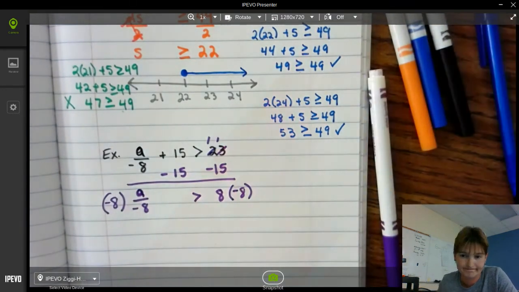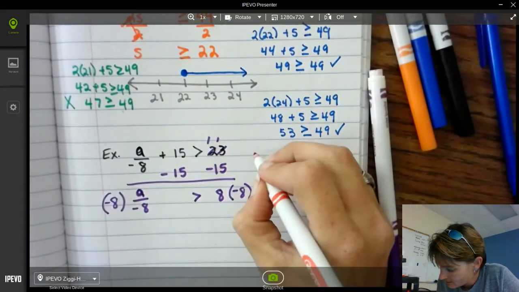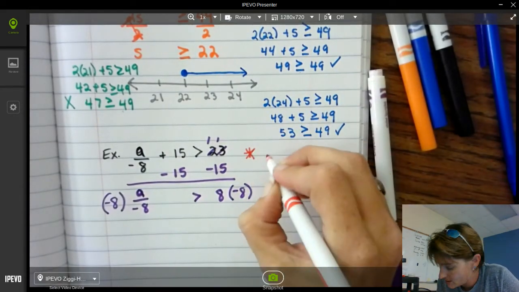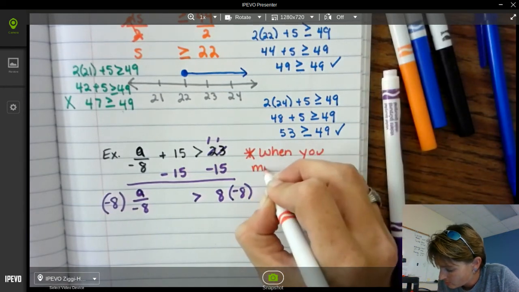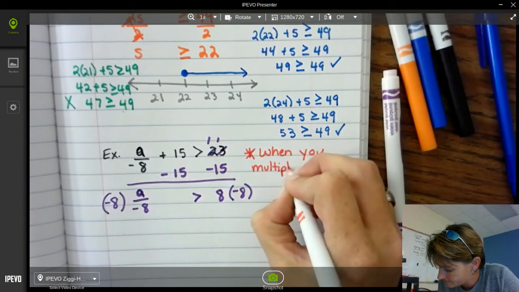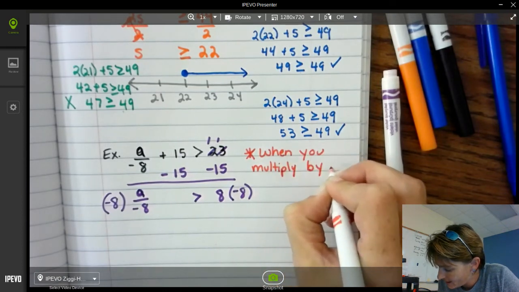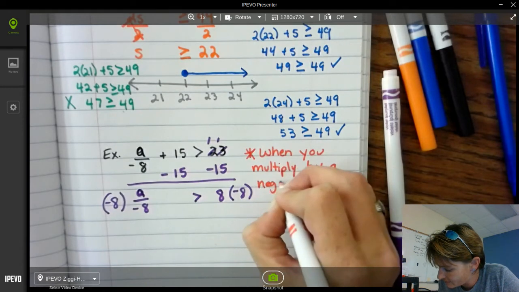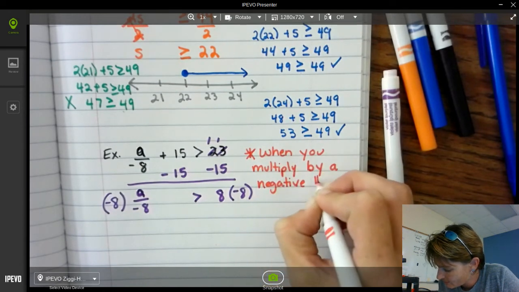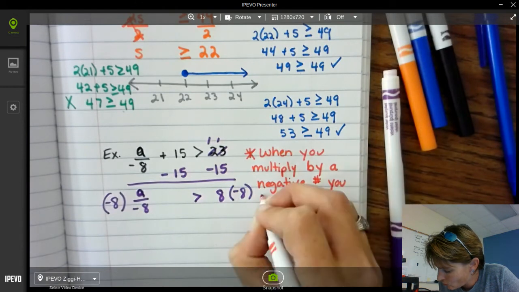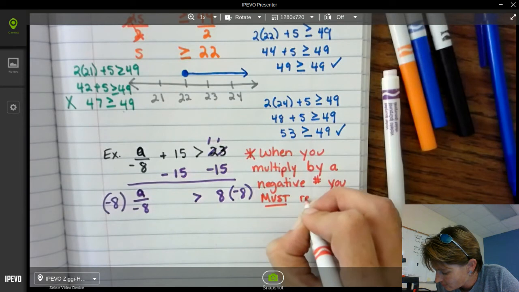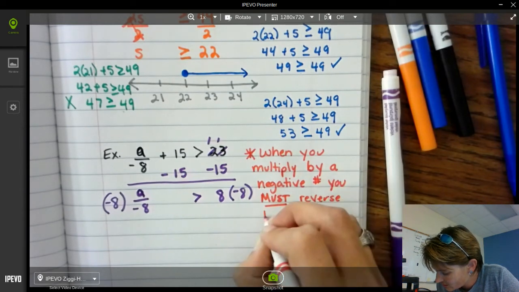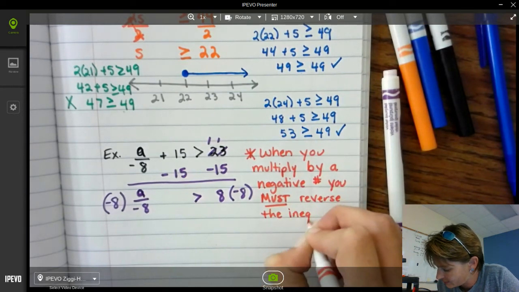But here's the kicker. Okay? Something else to remember, and this is important. When you multiply by a negative number, you must reverse the inequality.